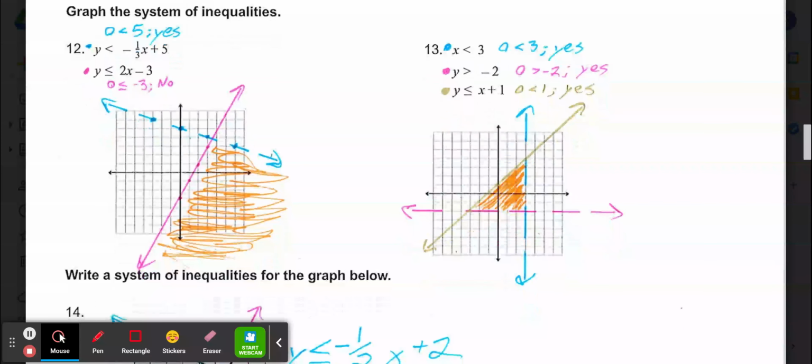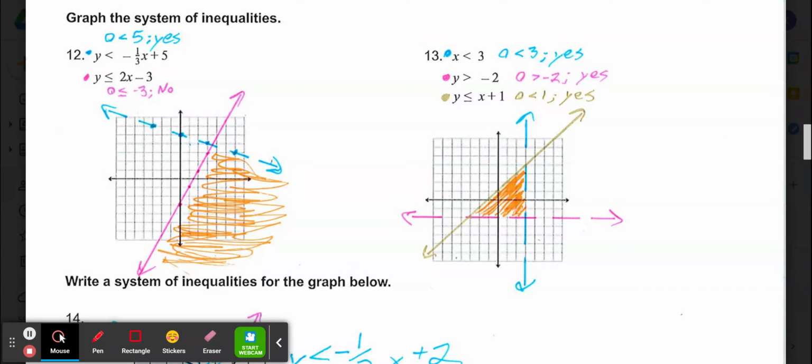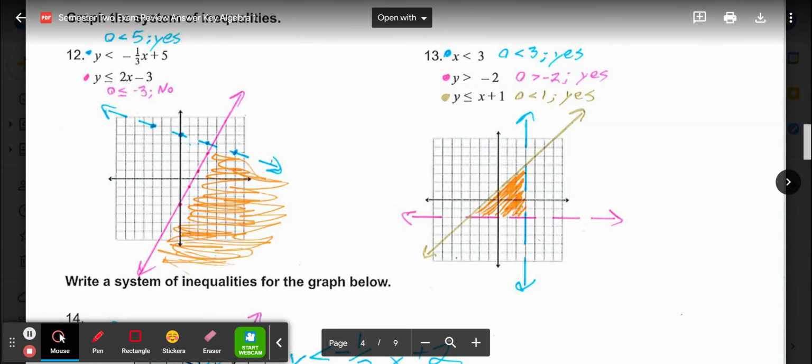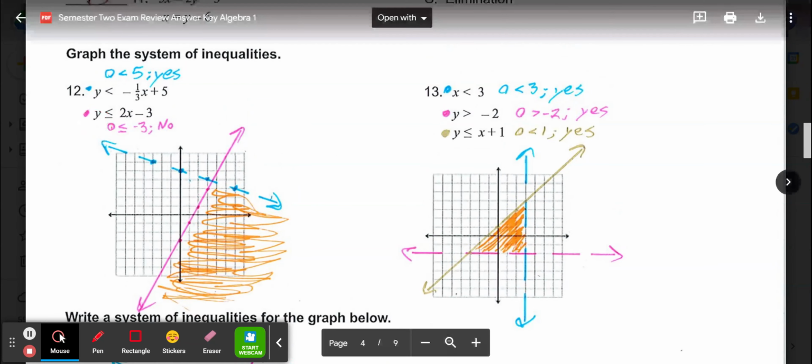Now, graphing the system of inequalities, remember the greater than or less than are dashed lines, less than or equal to, greater than or equal to are solid lines. Then, after you graph your lines, you want to check the shading. So I always put in the point 0, 0. So for example, in 12, put a 0 in for x and y, and we end up with 0 is less than 5, which is true.